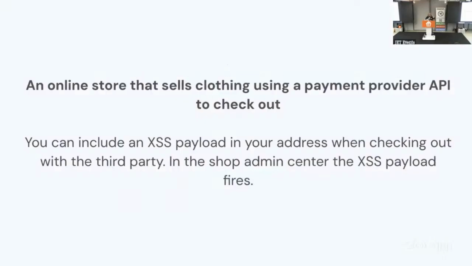Anyway, that's fine. I'm going to test your API security knowledge. I'm going to ask you to stick your hands up. So you're testing an online store that sells clothing using a payment provider API to check out. Think Stripe. You can include a cross-site scripting payload in your address when checking out with a third party. In the shop's admin center in Shopify, the XSS payload fires. I'm going to give you the four options first.